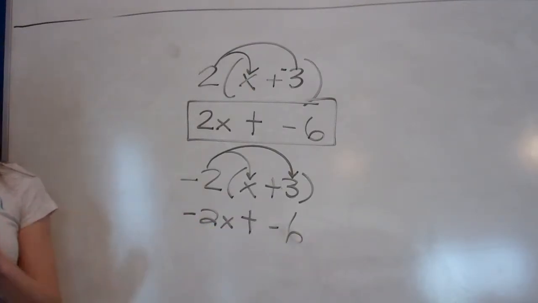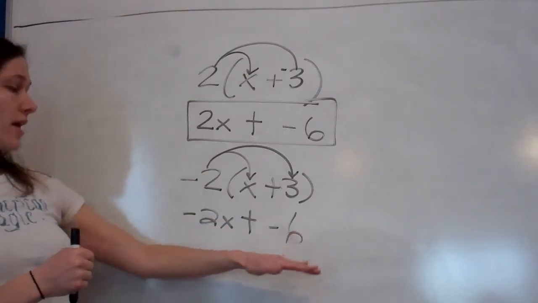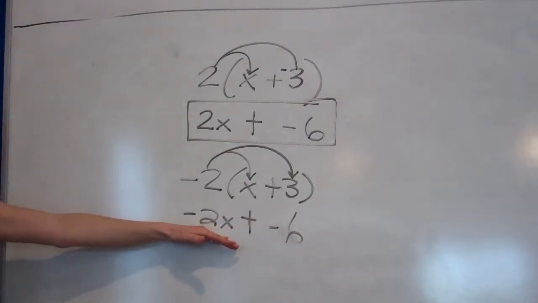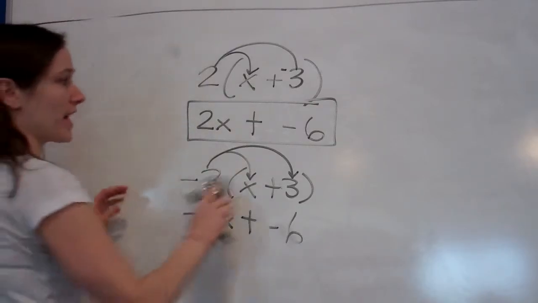Can you do just 6x because they're both negative? No, you can't, because this doesn't have an x. That would be collecting like terms, and these are not like. This is just a number, and this is the number x. This would be like elephants and giraffes. All right, now let's do the next one.